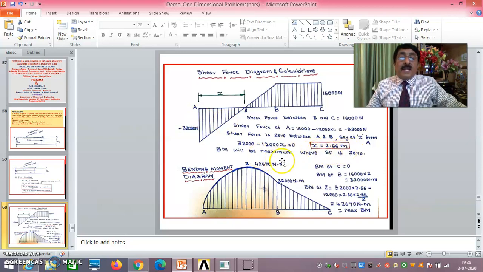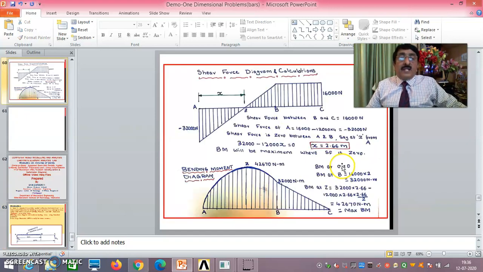Bending moment will be maximum where shear force is 0. That means at Z you will get maximum bending moment. Okay, this you should know. Now you carefully see here.